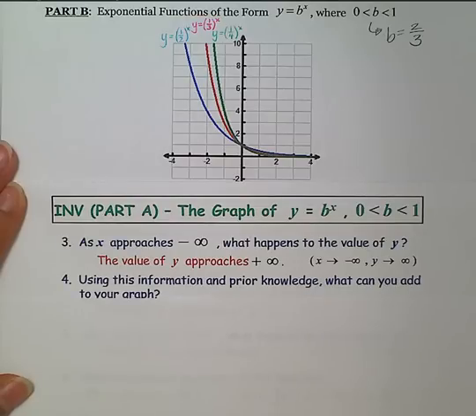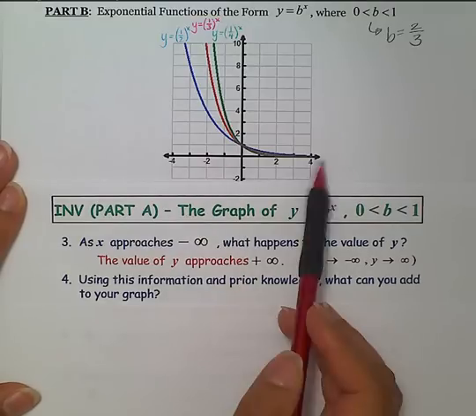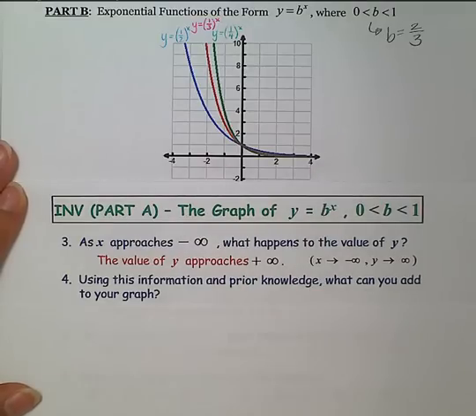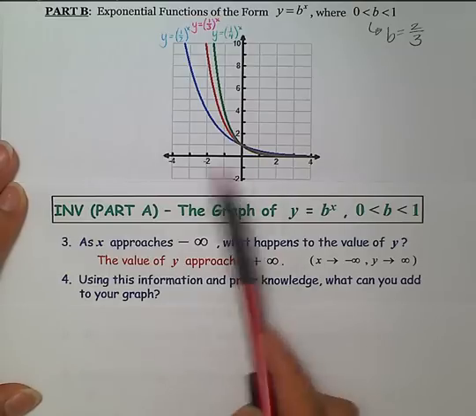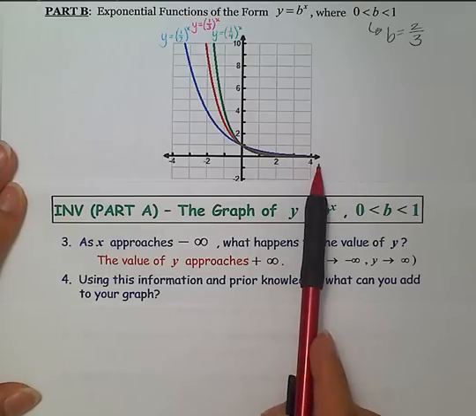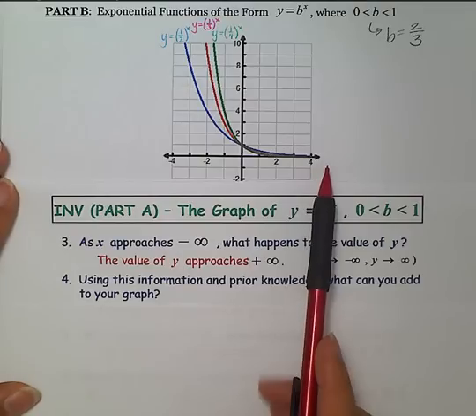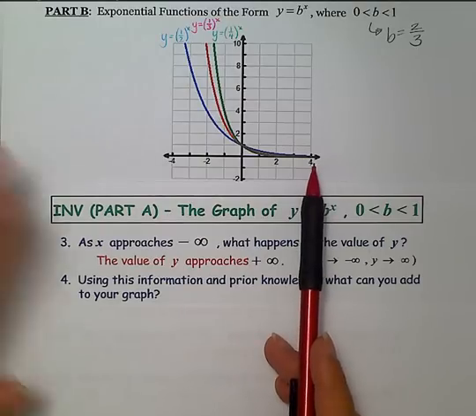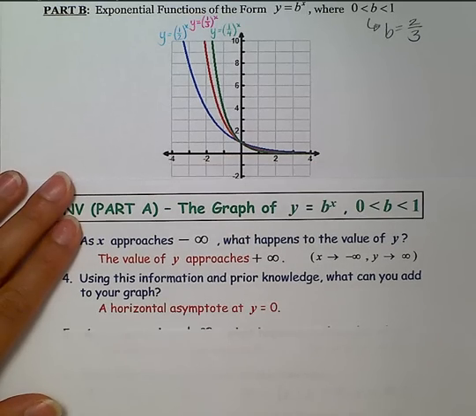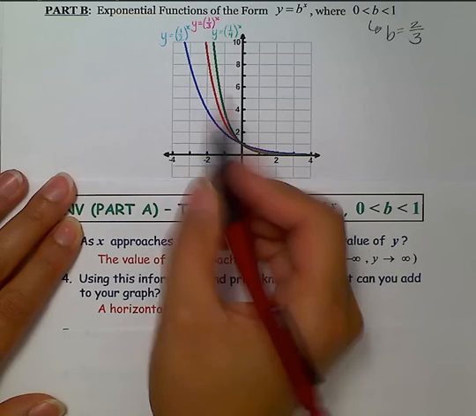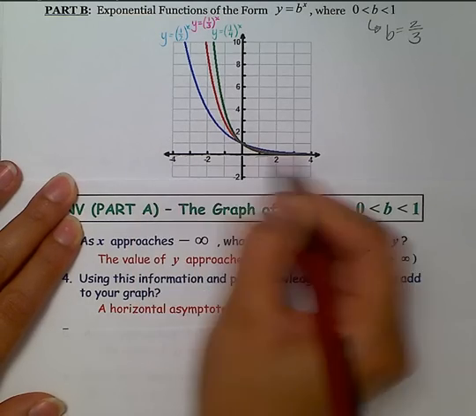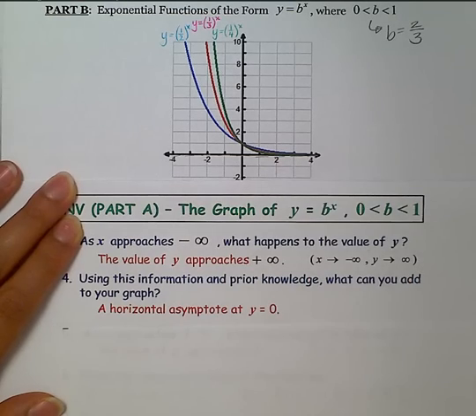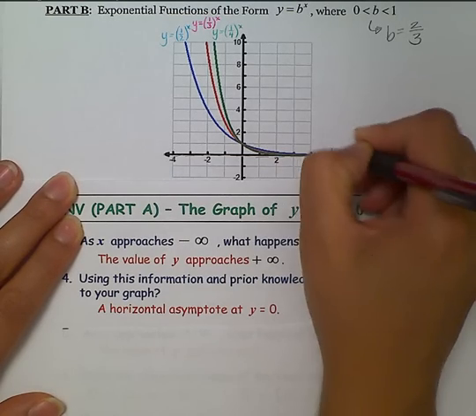Okay, the next question says, using this information and prior knowledge, what can you add to your graph? Well, this is kind of irrelevant to the previous question, and I apologize for that. But what I want you to think about is, as x is actually approaching positive infinity, what do you think is happening to the graph? And you'll notice that the graph is getting smaller and smaller and smaller and is approaching the x-axis, which is y equal to 0, but it never actually ends up touching the x-axis. And so what we can add there is a horizontal asymptote at y equals 0. So I apologize, the order of the questions are not correct, but hopefully you get the idea. There's still a horizontal asymptote at y equal to 0 here.